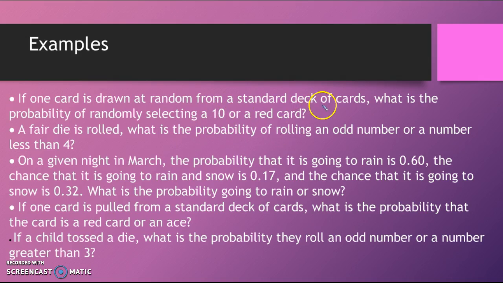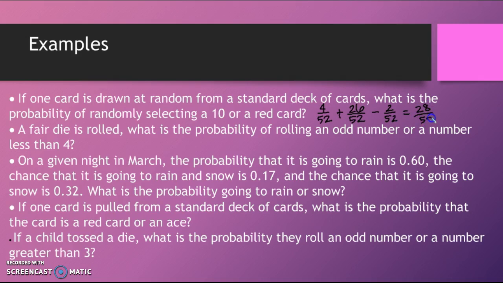Well, to get a 10, that's my first probability. That's 4 out of 52. Then I'm going to add in the probability of getting a red card. Well, to get a red card, that's 1/2 or 26 out of 52. And then I'm going to take out the overlap. Well, I have a 10 of hearts and a 10 of diamonds. Both of those are red. So I'm going to take out 2 out of 52. 4 plus 26 is 30. 30 minus 2 is 28.